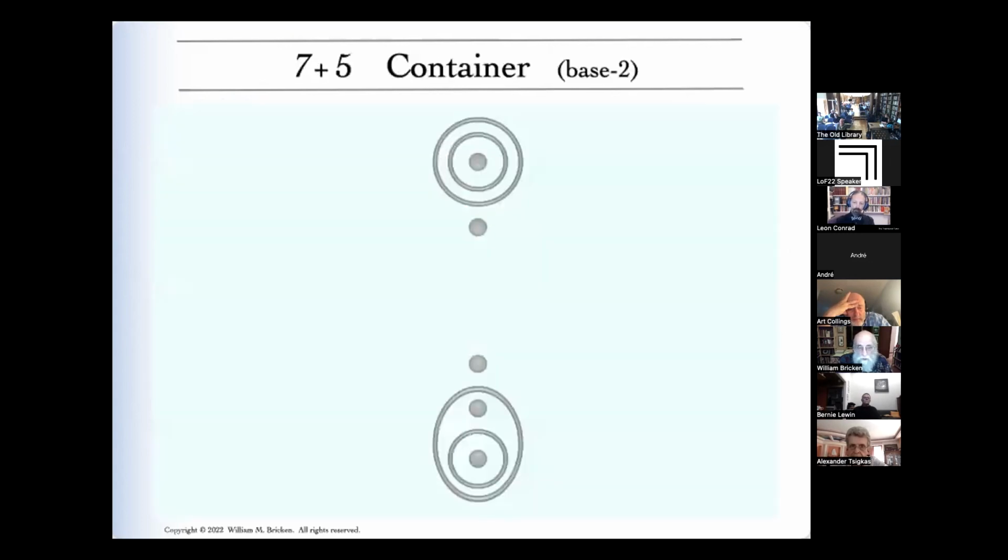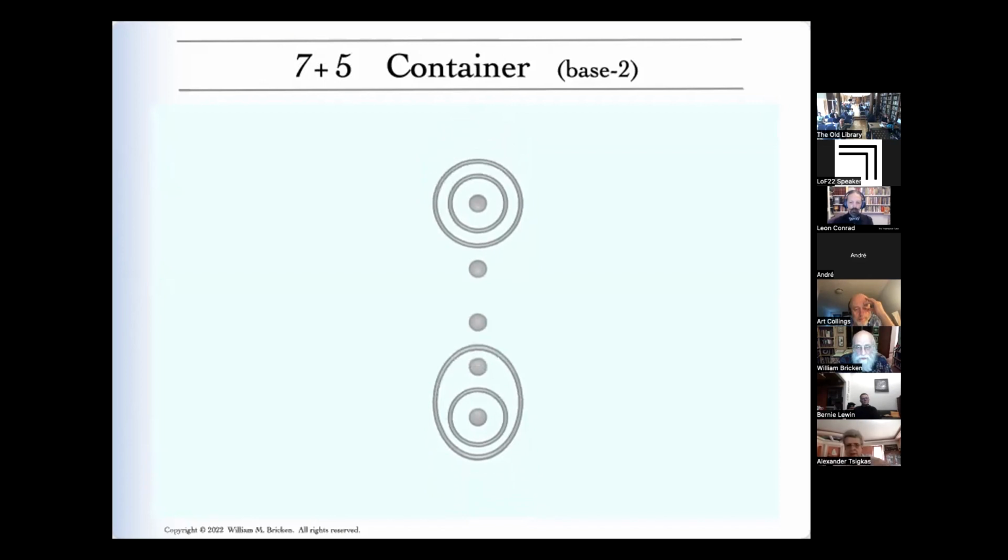So here's an enclosure-based dialect with grouping of 2 and containers that merge. We'll add binary 7 at the bottom, excuse me, and binary 5 at the top, and the result is binary 12.